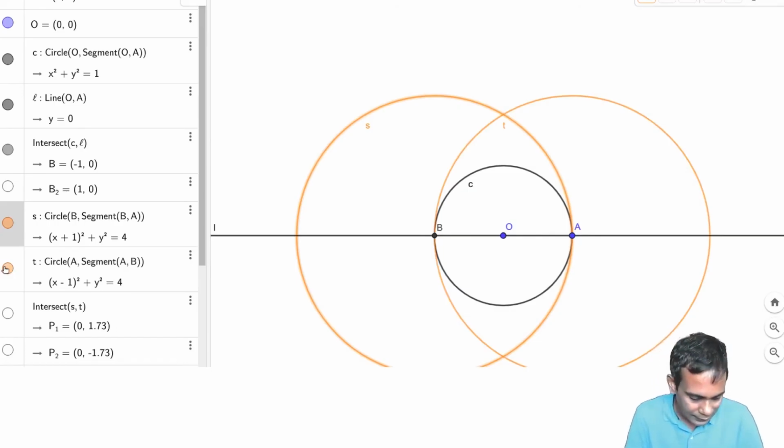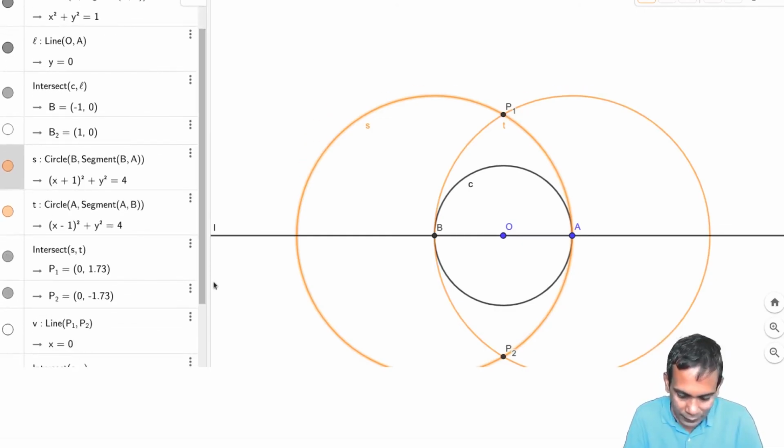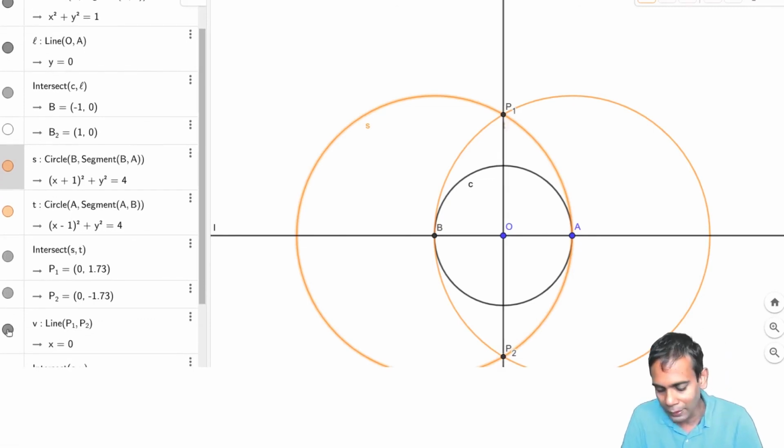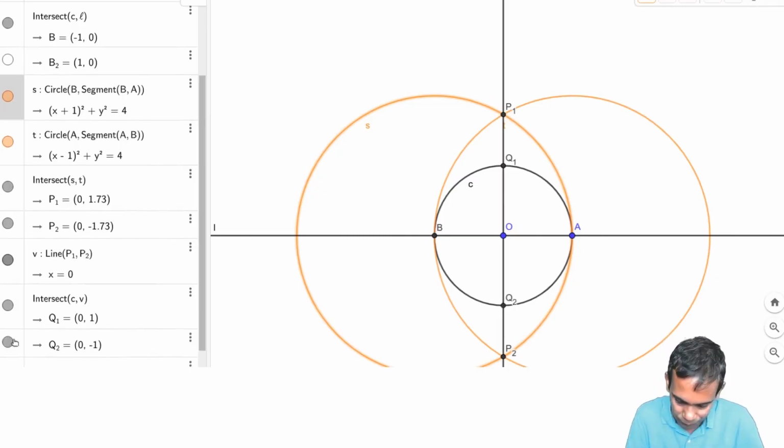Now these circles S and T intersect in 2 points, P1 and P2. These points have also been constructed, and now I construct the line V as the unique line that passes through P1 and P2. And now let's look at the intersection of V with the circle C which we had drawn earlier, and I'm calling that point Q1. There's another point of intersection which is called Q2. Okay, but I won't really be needing that. And now I have this point Q1.